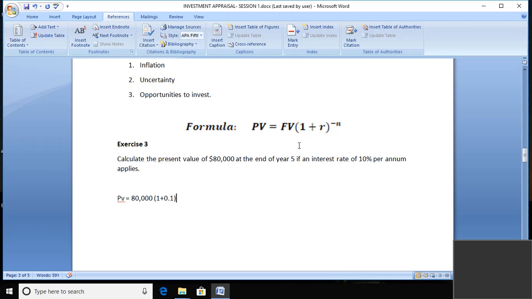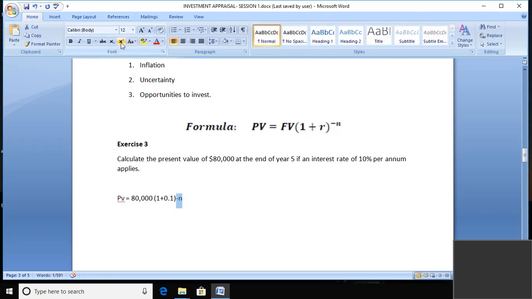Close brackets to the power negative n. Let me just write the power negative n property there. Okay, so we have it there. Power negative n. So this is going to be equals to, again, tap in your calculator. When you add what is in the brackets, that will result in 1.1 to the power negative n. What's the size of n? We are told n is 5.